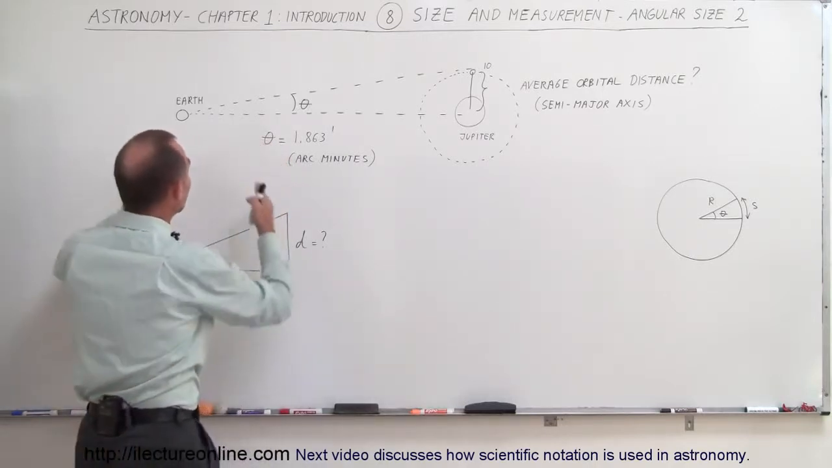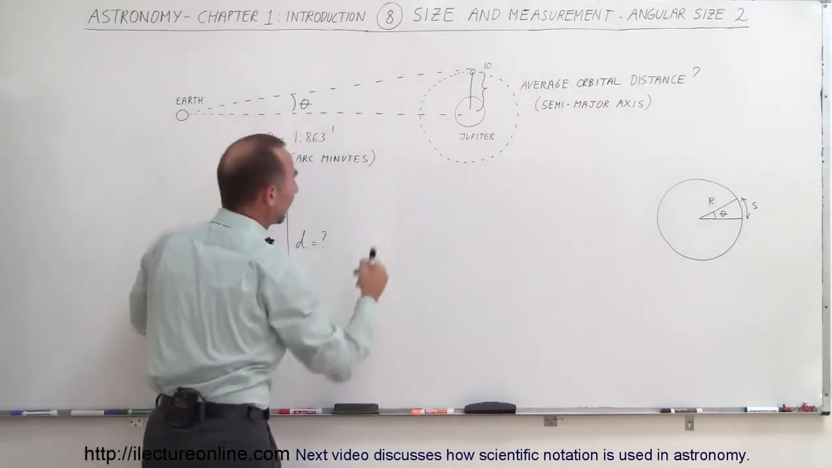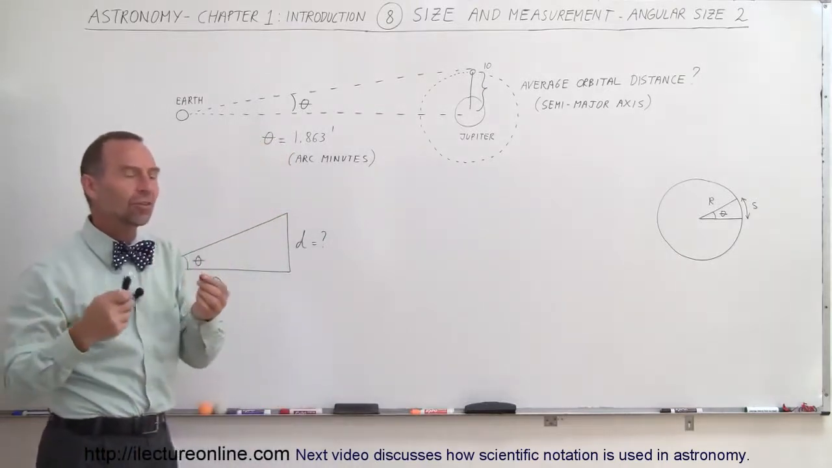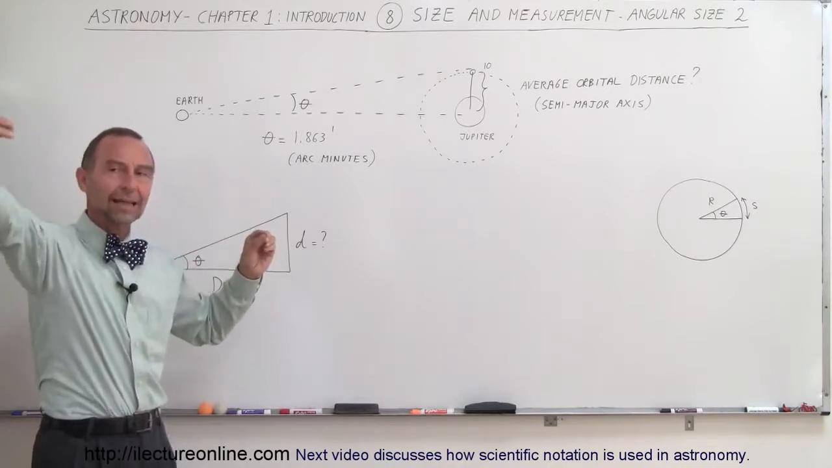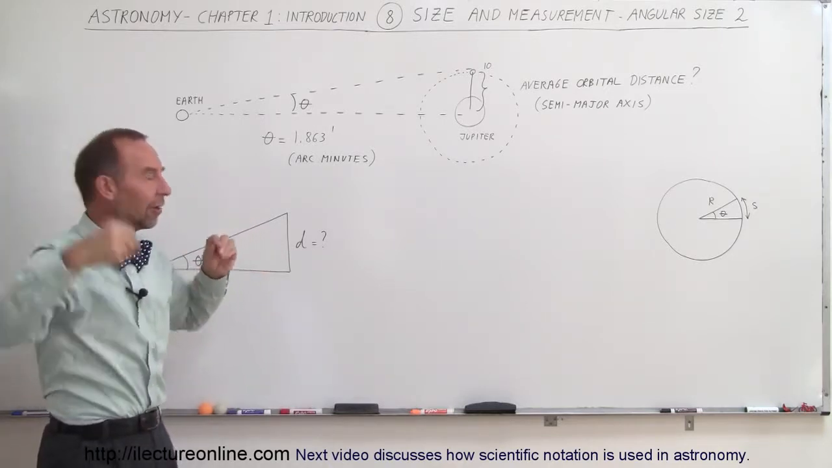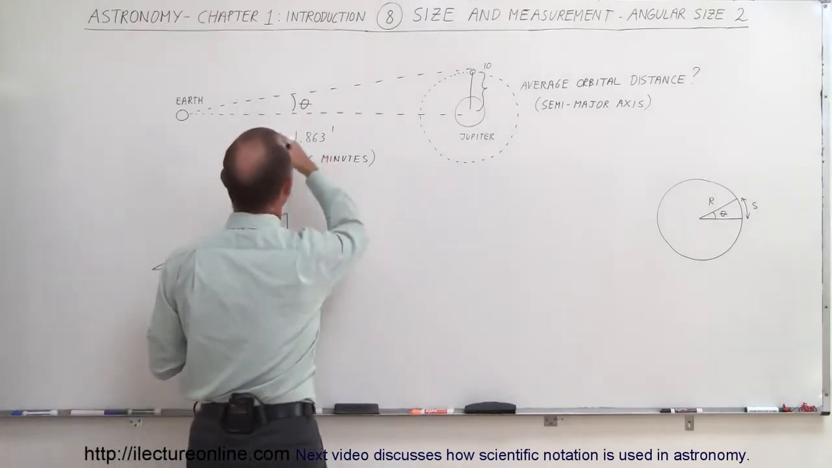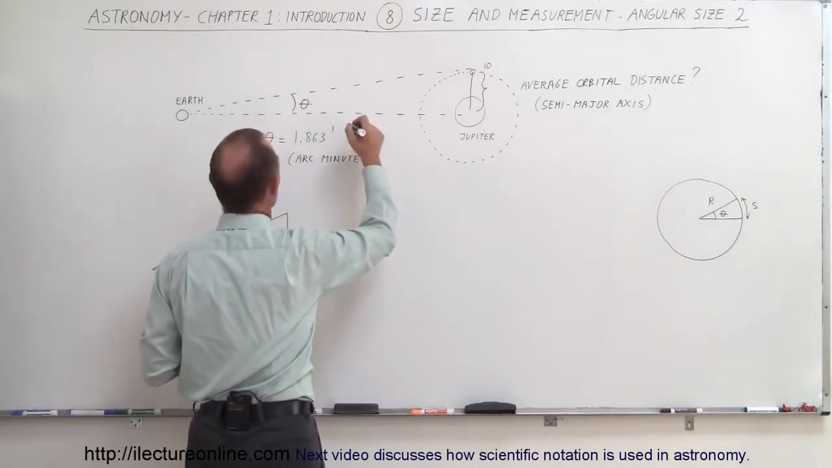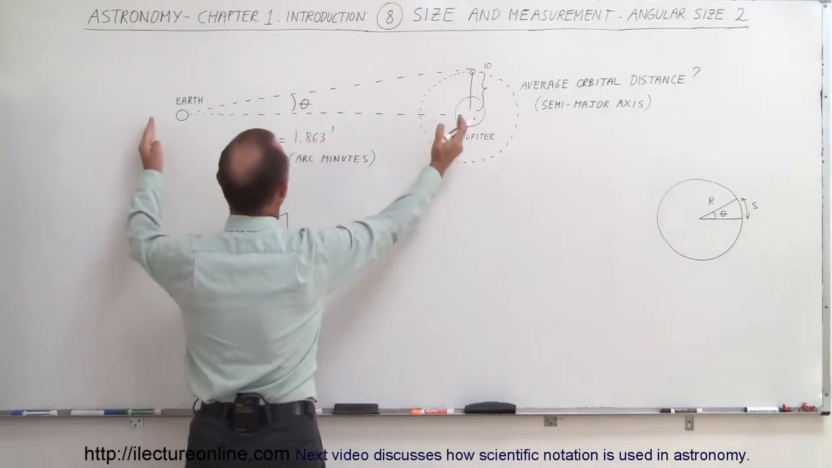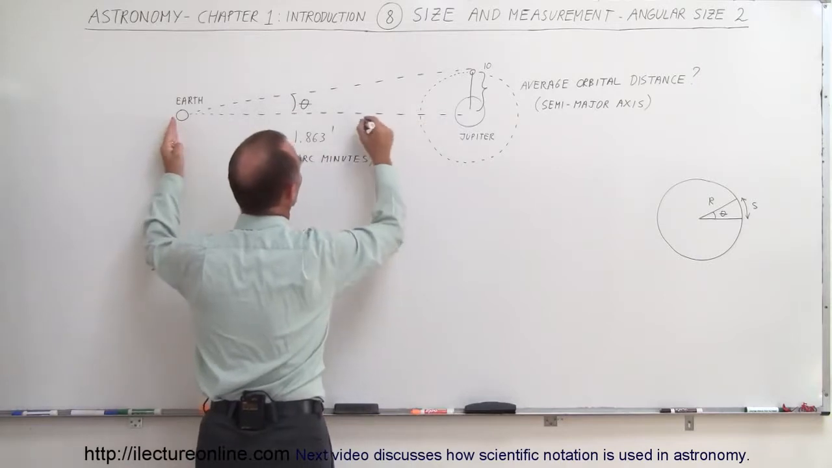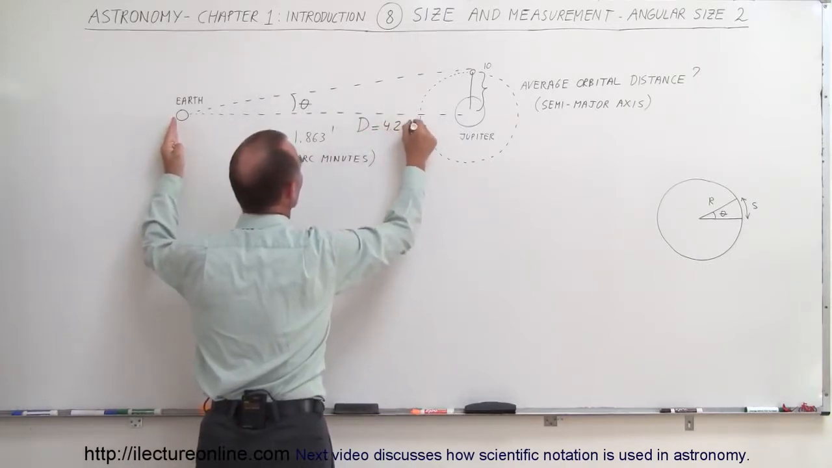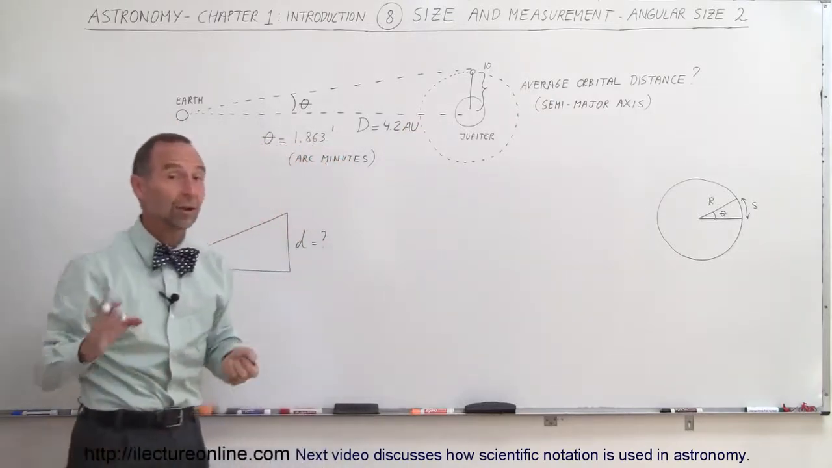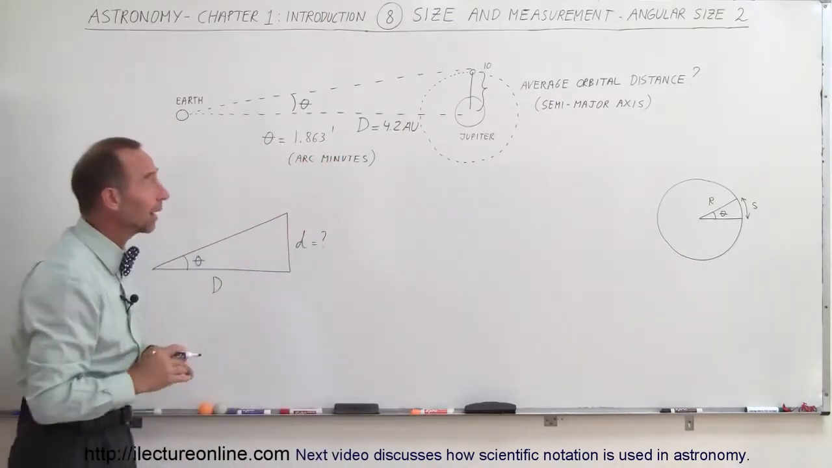And if we know that the distance from Earth to Jupiter when Jupiter is at opposition, in other words, when the Sun, the Earth, and Jupiter all form a single line, and Jupiter is then on the far side there, then we know that this distance here is about 4.2 astronomical units. So let's call this distance from Earth to Jupiter big D, and let's say that's equal to 4.2 astronomical units, realizing, of course, that an astronomical unit is about 93 million miles.